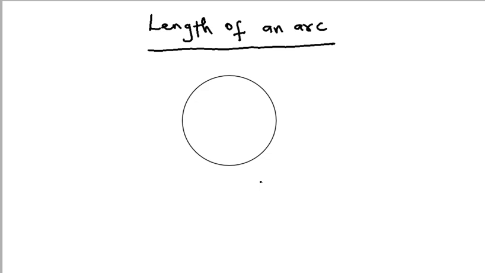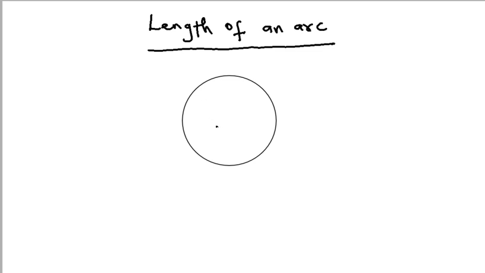So today we shall be looking at the length of an arc. So first of all, what is an arc? An arc is any portion of the circumference of a circle that is bounded by two radii.